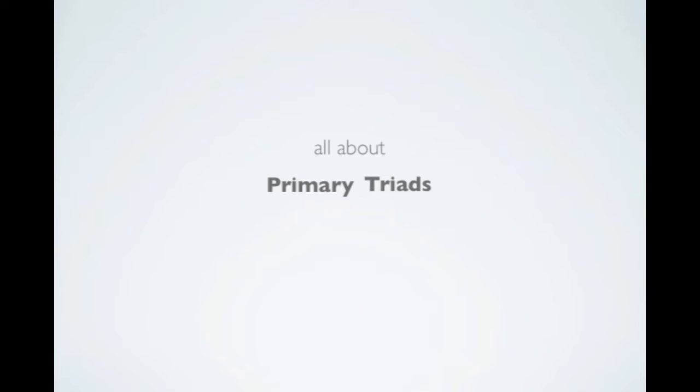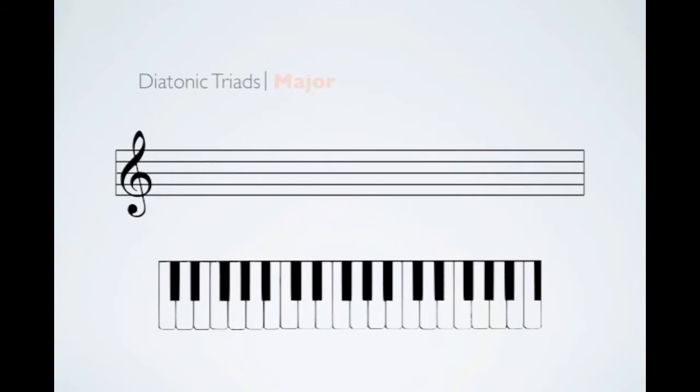Today's lecture is all about primary triads. To find primary triads, we start with a basic major scale. Now that we have a diatonic scale, what we do is we stack thirds on top of each scale degree to produce a triad.